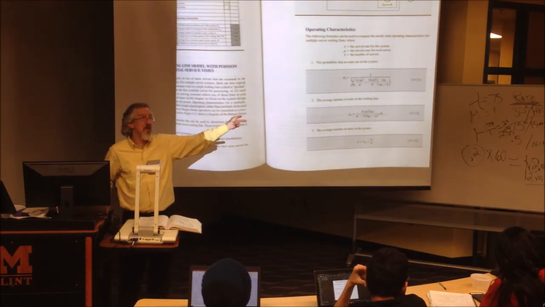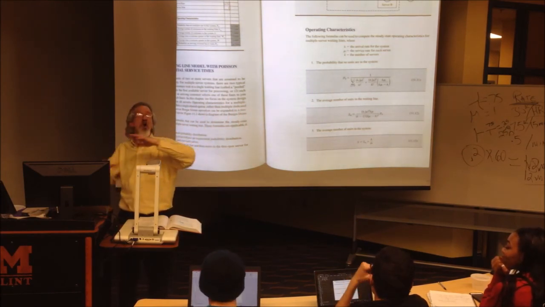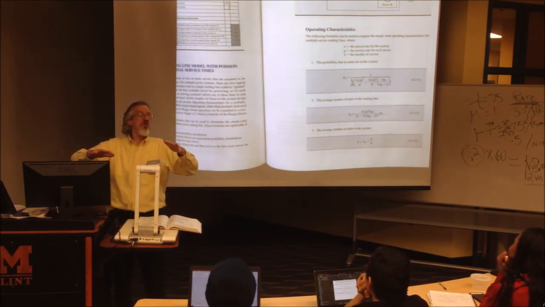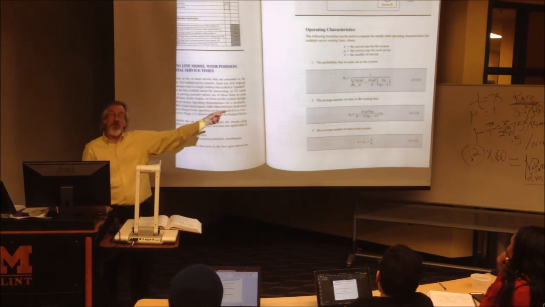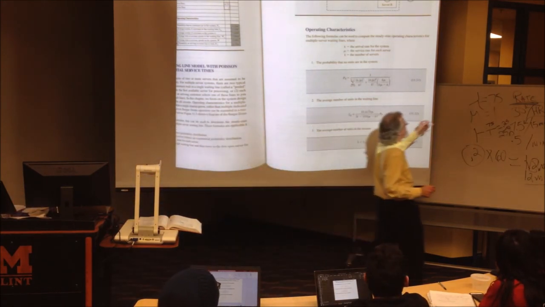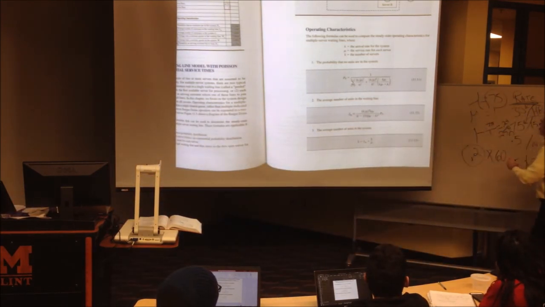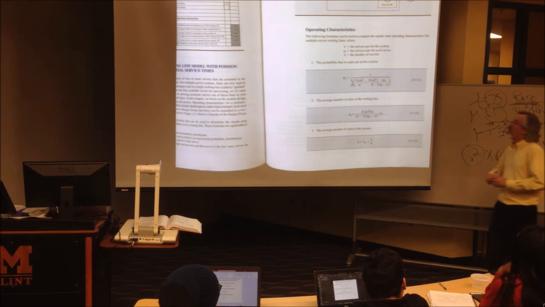P sub 0, the probability of no units there, and your employees are twiddling their thumbs. That one. And let's just use the same example. We've got arrivals coming at 0.75 per minute. We have service at 1 per minute. Or we could go to hours. I can't remember the hour, so I guess we'll stay at that.